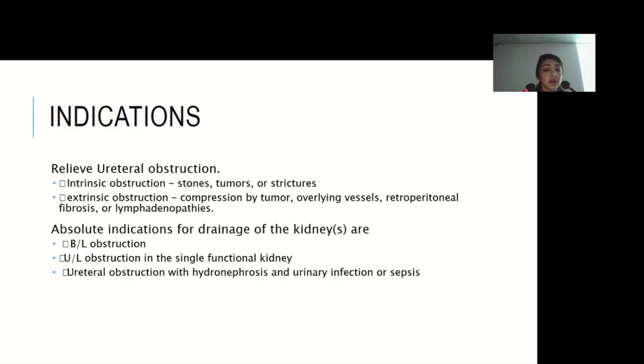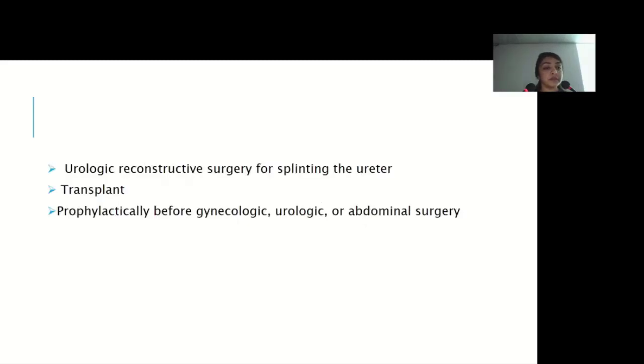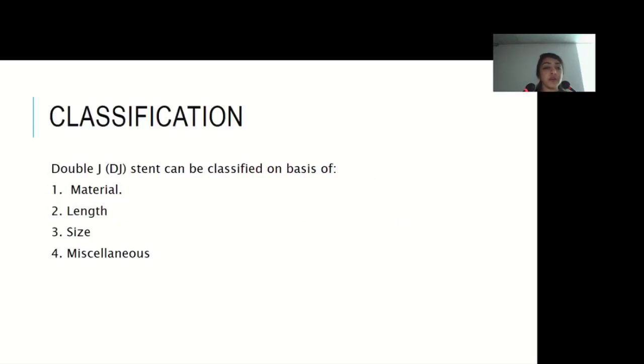Here in our centers, when the patient is presenting with sepsis, we mostly prefer PCN placement rather than DJ stent placement. Other indications are urological reconstructive surgeries for splinting of the ureter, and we use the DJ stent in transplant as well, and prophylactically before major abdominal surgeries to identify the ureter.